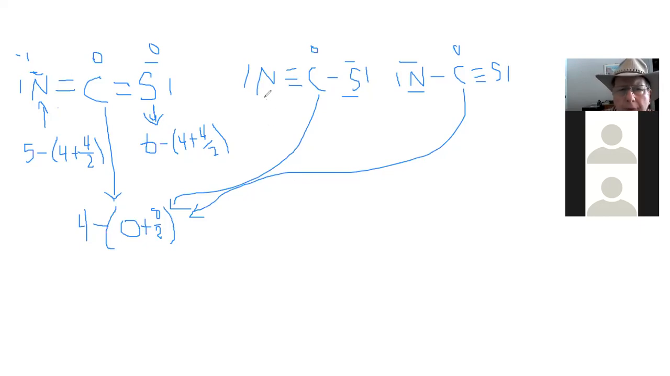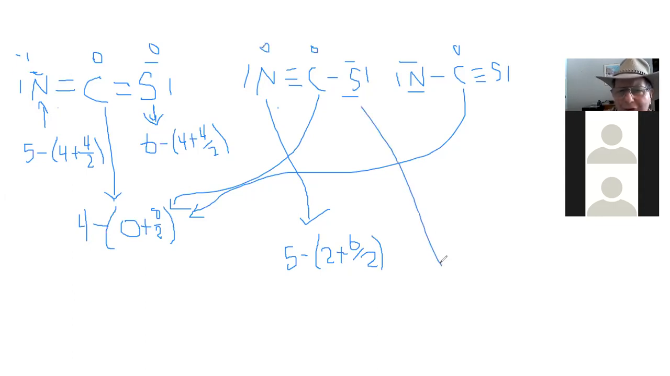Okay, Ian, that nitrogen. How many valence electrons? 5. How many lone pair electrons? 2, because by lone pair electrons, I want the electrons that are just around the nitrogen. They're nitrogen's electrons. They're not sharing them. How many bonding electrons are there? 6. So what is the charge on that nitrogen? 5 minus 2 plus 6 over 2. That was 0.